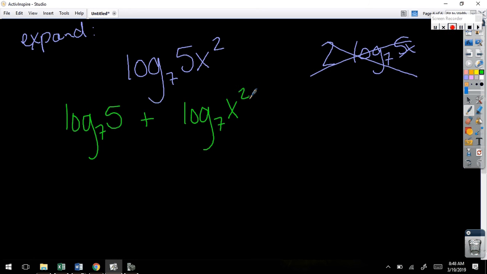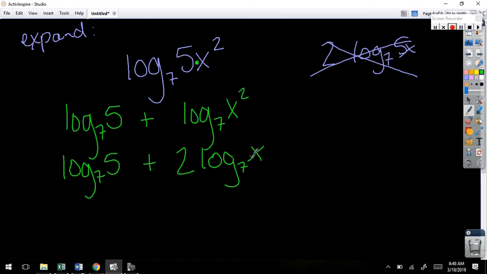Alexis, do you see how we split it up? Because this is being multiplied, and multiply means add. Oh, okay, I see, unless the exponent is to everything. Yep, unless you see the exponent to everything. What now? Move the 2. So I have log base 7 of 5 plus 2 log base 7 of x. Now it's right. See, the way this was, it was going to both of them, but now it's only going to the x.